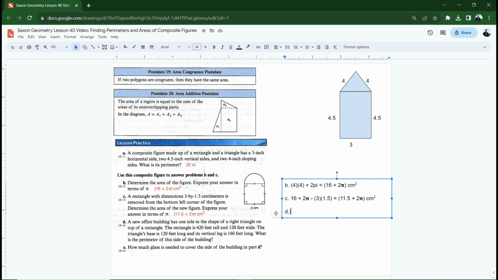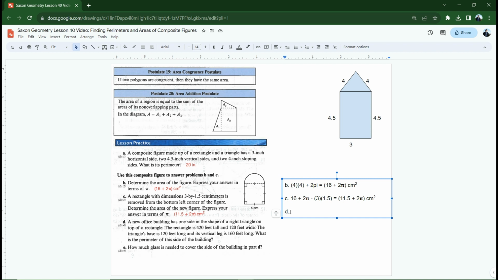Now, one thing I remember about right triangles: to find the area of a triangle, we need one half the base times the height, where the height is the altitude. But if this is a right triangle, then one of the legs is the altitude of the triangle. So that makes this super, super easy.